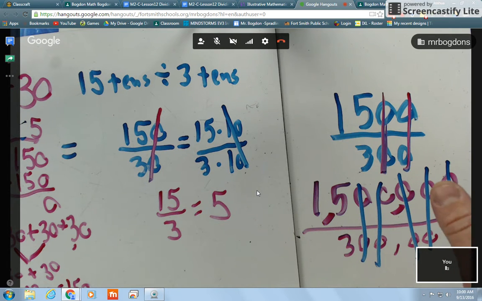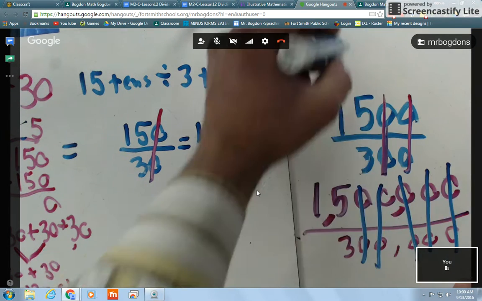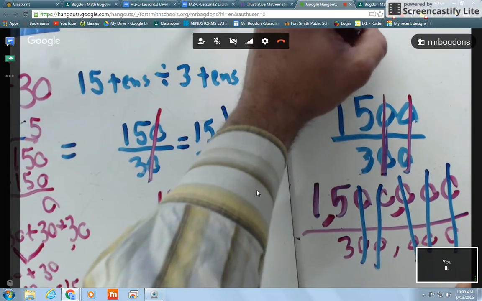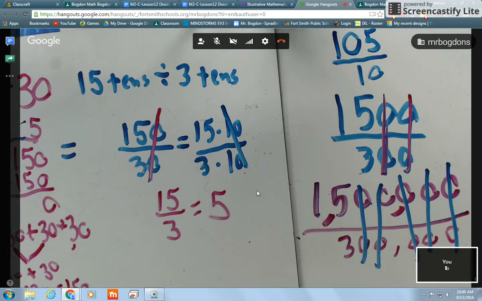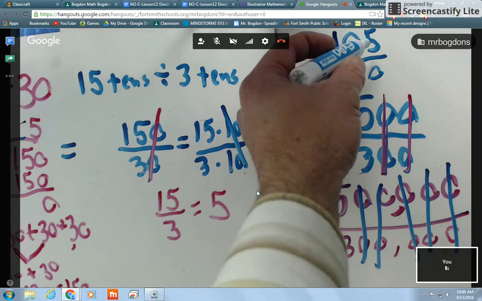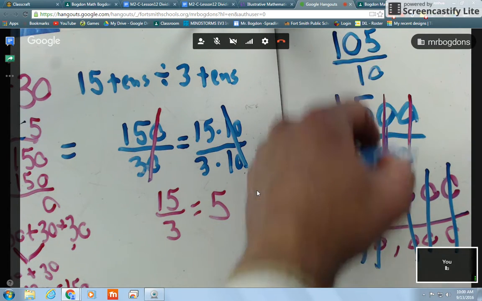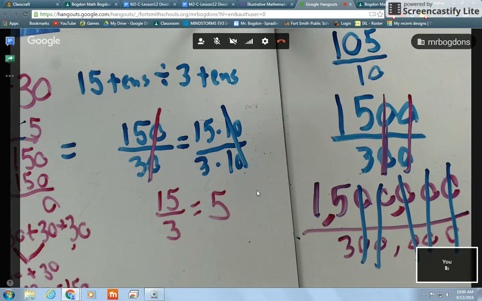Now this only works, guys, this doesn't work like this. What if I had this? Could I mark out the zeros now? No, I could not, because they're not at the end. This only works if the zeros are at the end.